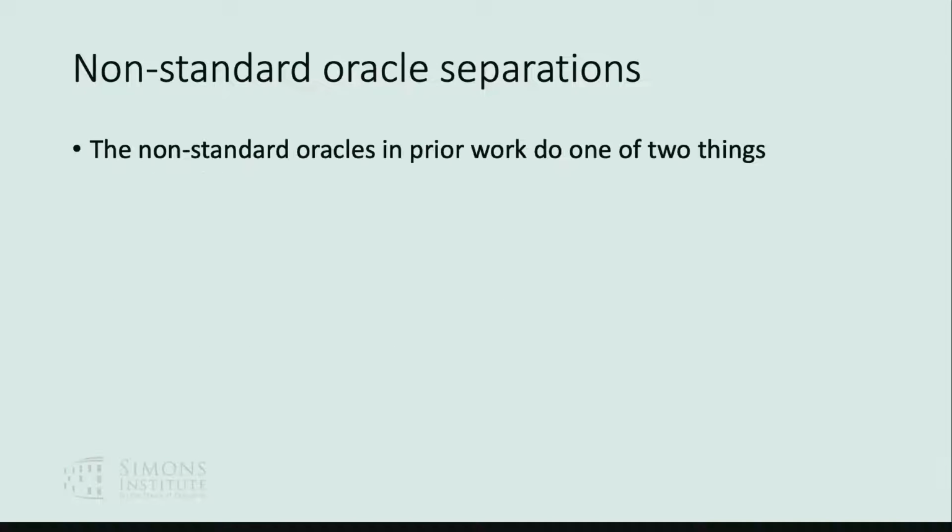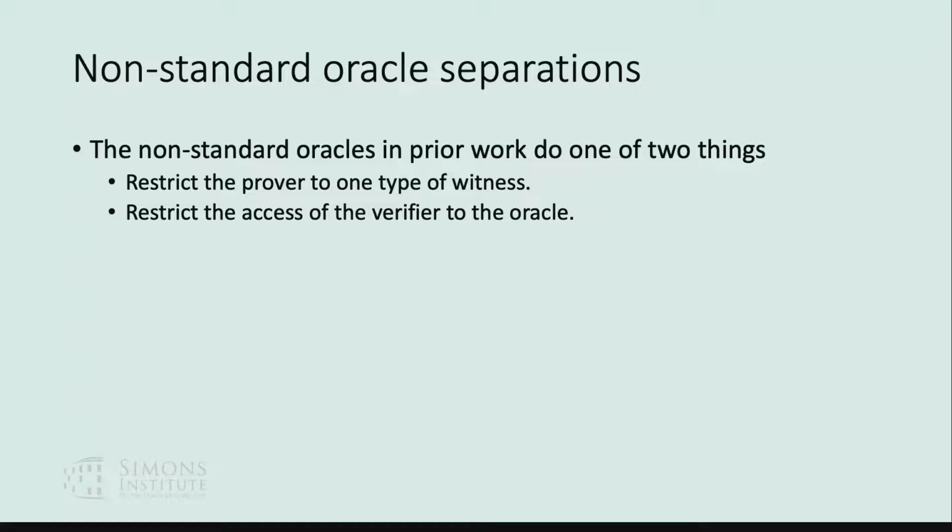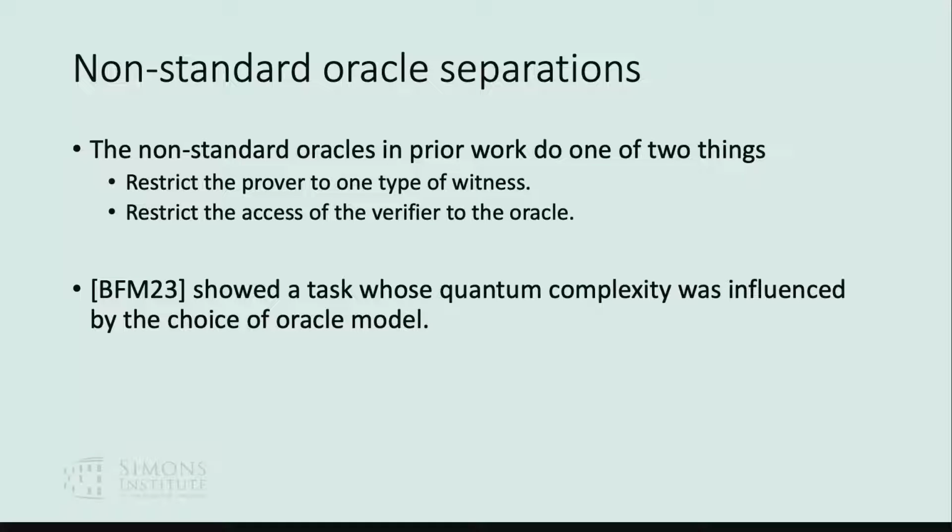And hopefully I can, actually, let me say this first. In all of these 5 different oracles I mentioned, they actually do one of 2 things. You either restrict the prover to give you one type of witness, so we can show that they can't fool you, or you restrict the access of the verifier to make it easier to prove a lower bound. Lower bounds are usually harder to show. And actually, Bill with some co-authors showed a task whose quantum complexity changes significantly if you play around with the oracle a little bit.